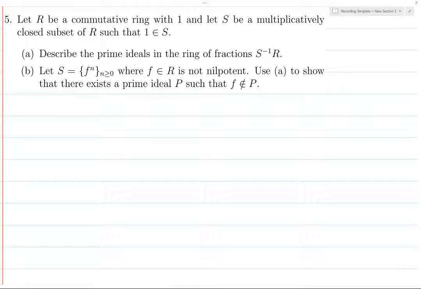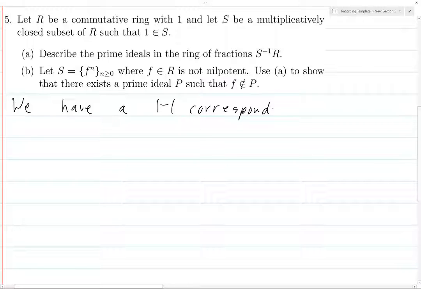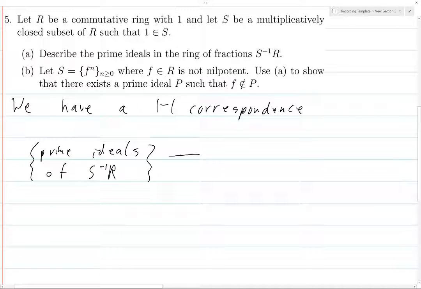Alright, so let's talk about localization. So for part A, we have a one-to-one correspondence. And I'm going to write this out. This is very important. Prime ideals. Here, I'm going to be really wasteful in my use of space, but whatever.